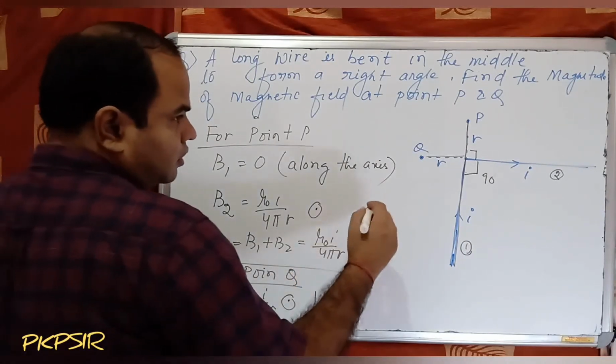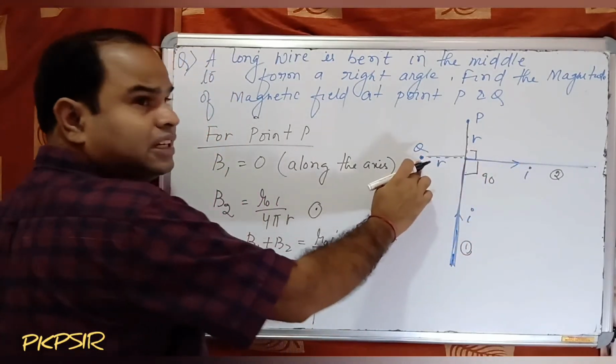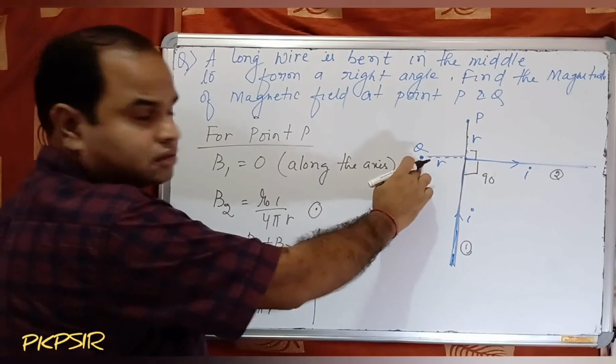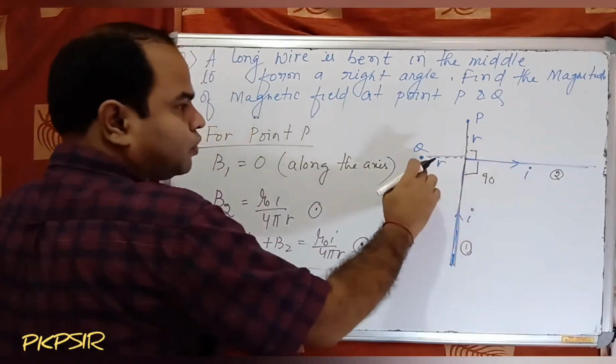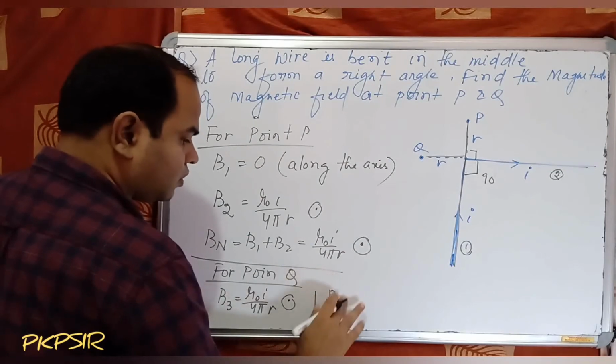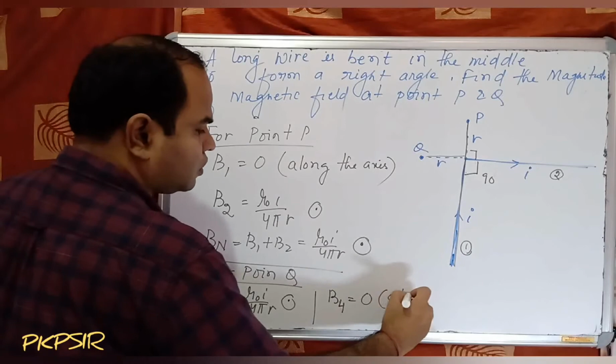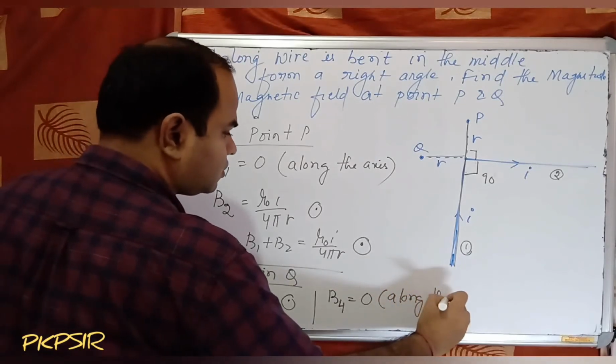Similarly, for the second conductor, point Q is along the axis. So let us say the magnetic field is B4. It is 0.